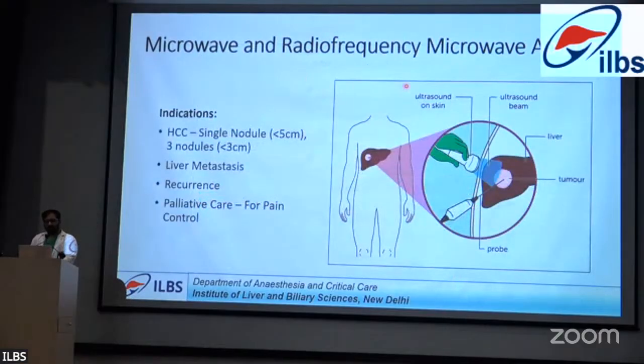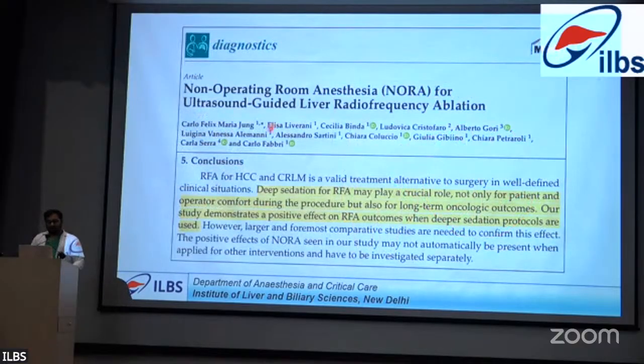Coming to microwave and radiofrequency ablation, the indications are HCC, liver metastasis, recurrence, and pain control in case of palliative care. It has been found that deep sedation for radiofrequency ablation plays a crucial role not only for patient as well as operator comfort, but also for long-term oncological outcomes.